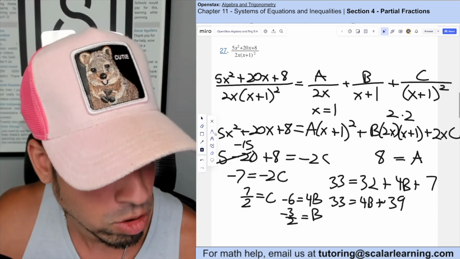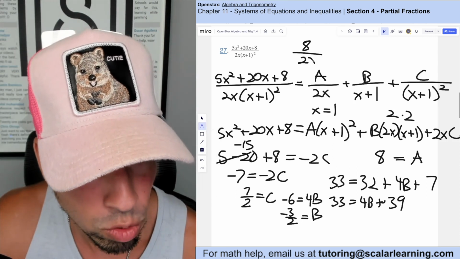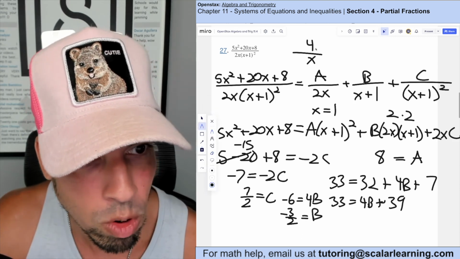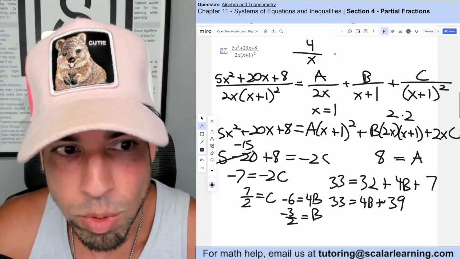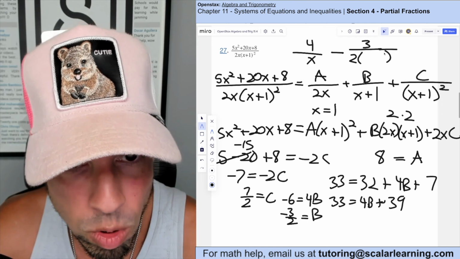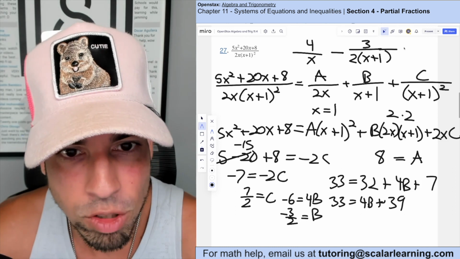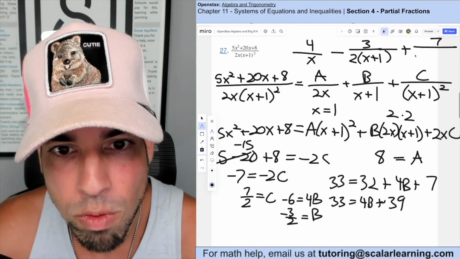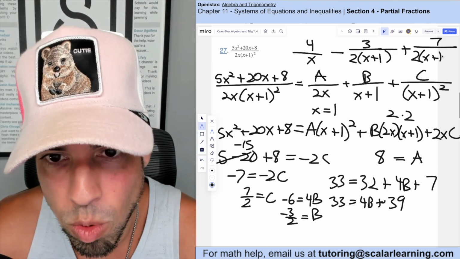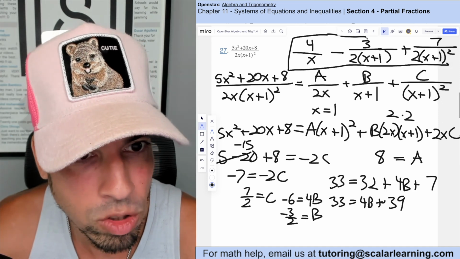And now we're going to write the answer up top. So I have A is 8. So we got 8 over 2x, but I can simplify that, divide both by 2, and we got 4 over x. Then B is negative 3 halves, so I can just say minus 3 over 2, and then times that x plus 1 for B, right? And then last but not least, we got C, which was, what was it, 7 halves, so plus 7 over 2, and then with that existing denominator, x plus 1 squared. And here is your final answer.